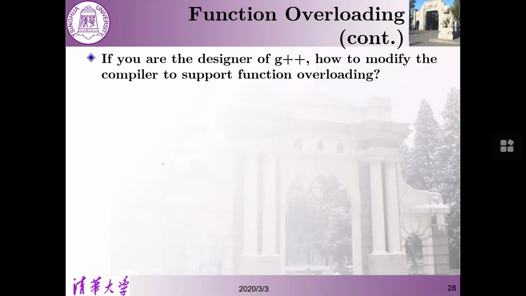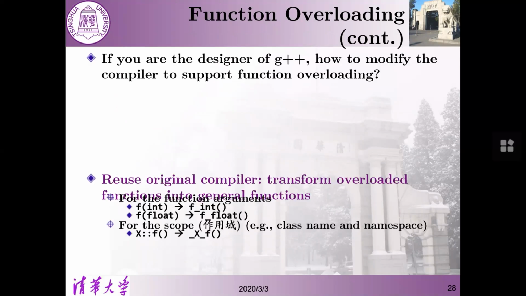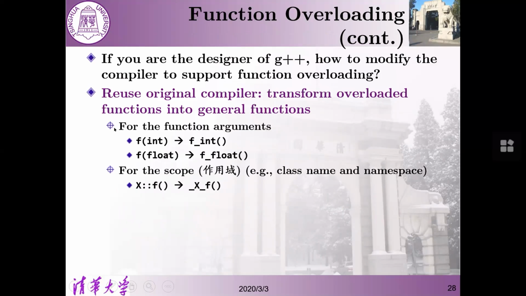Okay, so if you are a designer of CPP, how do you modify the old compiler to support function overloading? The idea is to reuse the original compiler and transform these functions into general functions like this. For example, if we define a function like this and a function like this, then we can transform the two functions into two different functions with different names. In this way, we avoid the duplication of function names, and the original compiler can compile it.